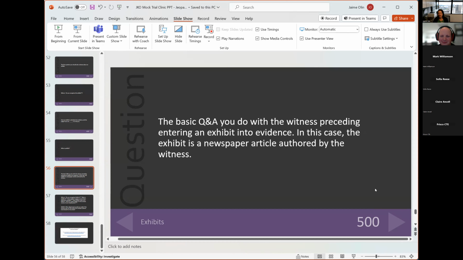The basic question and answer that you do with the witness preceding entering an exhibit into evidence. In this case, the exhibit is a newspaper article authored by the witness. And what I'm asking for here is for the respondent, whoever's responding to this, to walk us through what you would do to get a newspaper article that's authored by the witness into evidence. Anishka Balanki.